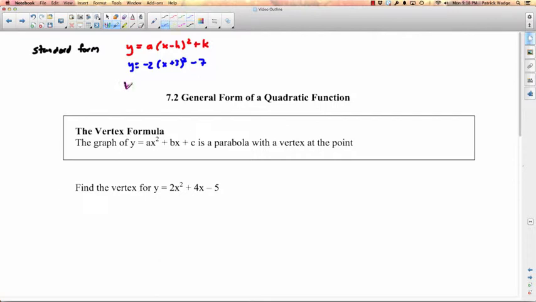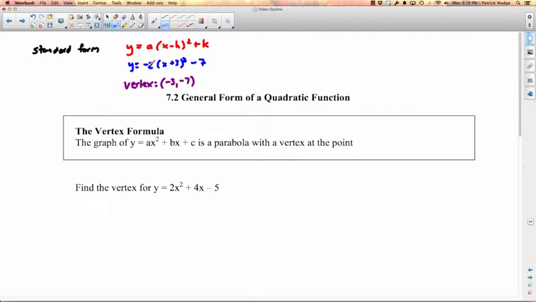is you can very, very easily find the vertex. What is the vertex of this parabola? Well, all you do is you take the opposite of this number here, right? What is the h value in this case? The h value is negative 3. And then you take this number right here, the k value, which is negative 7. So the vertex is at negative 3, negative 7.